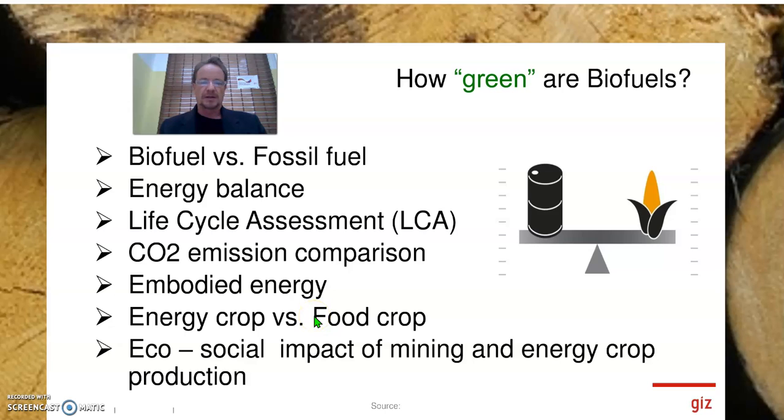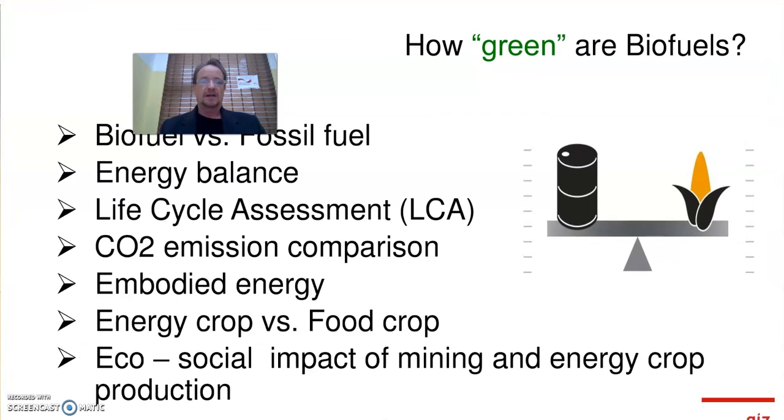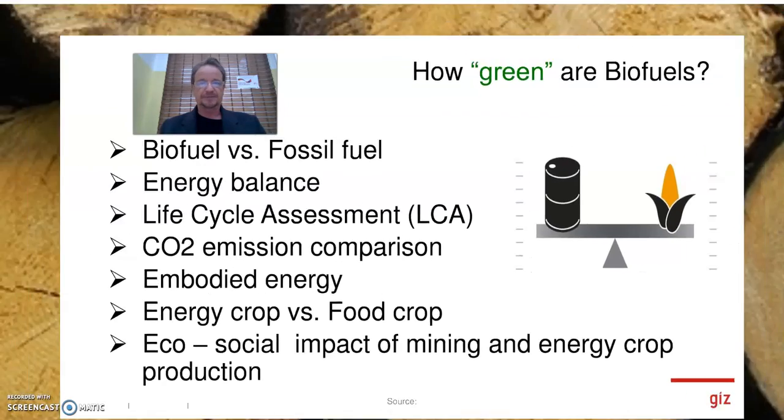particularly about the space. How much food cropland is pushed away by the energy crops? Which one is more important, mobility or filling up the belly? And then you have the eco-social impact of mining and energy crop production. So there are some issues there. Okay, so I think that was the final slide.